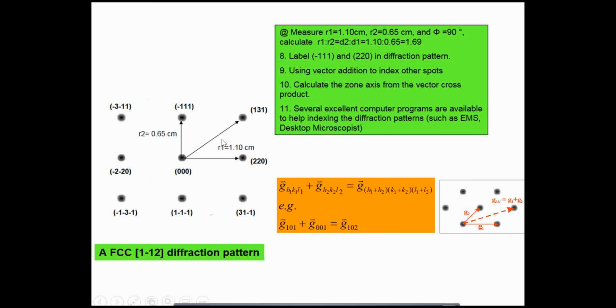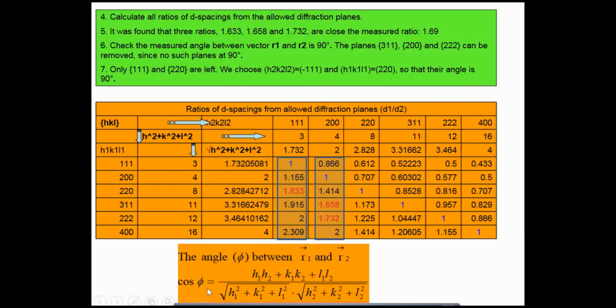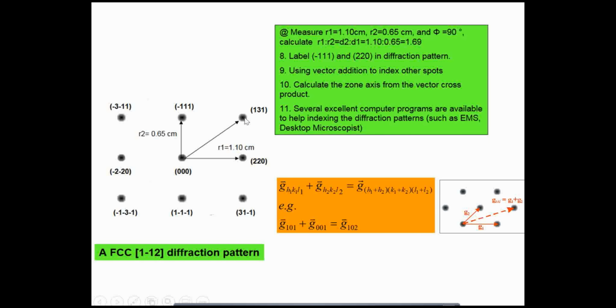Otherwise we will use a formula, and then you can define the vector indexing for this particular diffraction point. Then the other point, say this is 2 2 0, the other will be opposite to it, so minus 2 minus 2 0. Similarly we have indexed all the others. In this way you can index your crystalline SAD pattern.